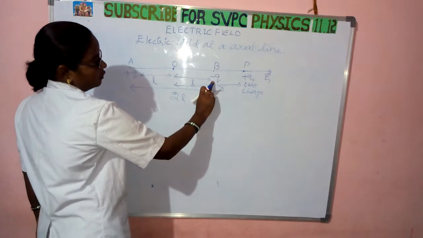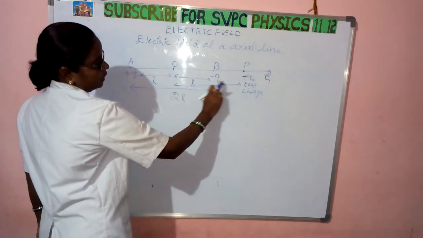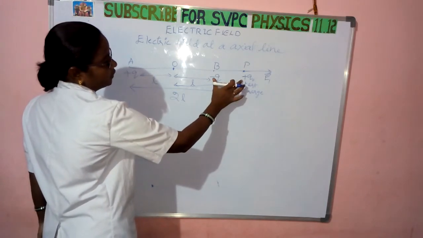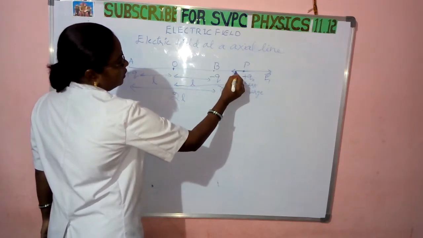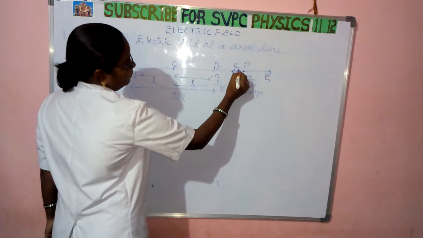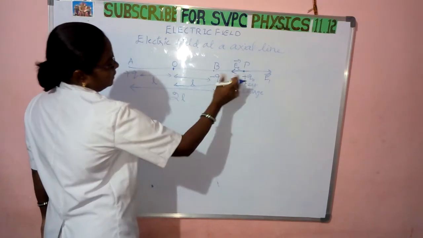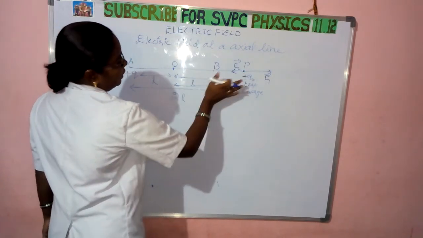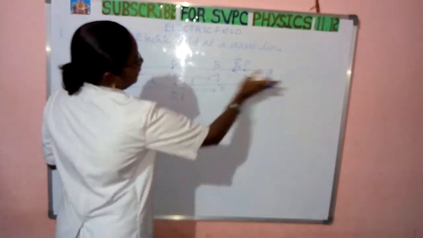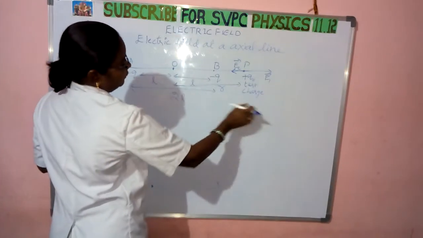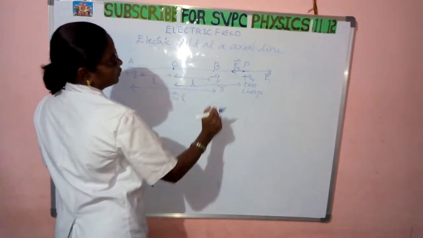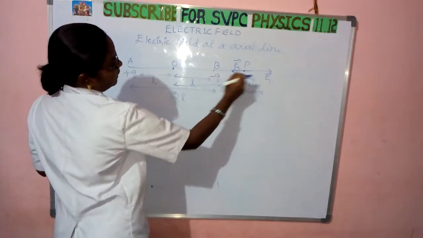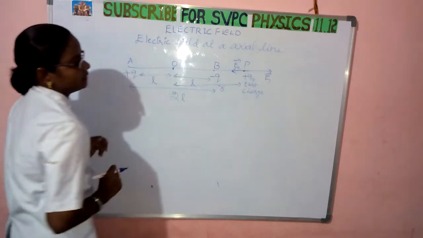See, notice this. This is a negative charge and this is a positive charge. Positive, negative. What happens? Attraction arises. So E2 will be in this direction. For A and P, the field is away because repulsion arises. But here negative and positive charge is there, so attraction will arise. So E2 will be in this direction.